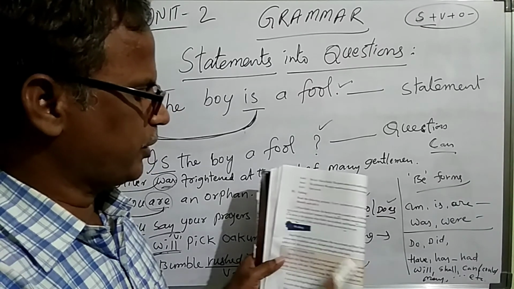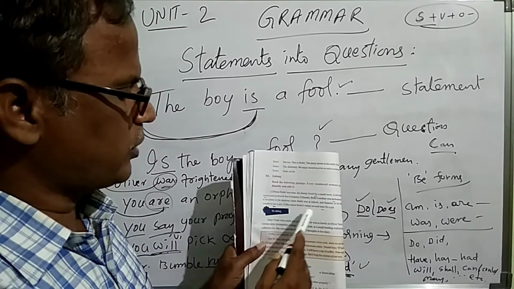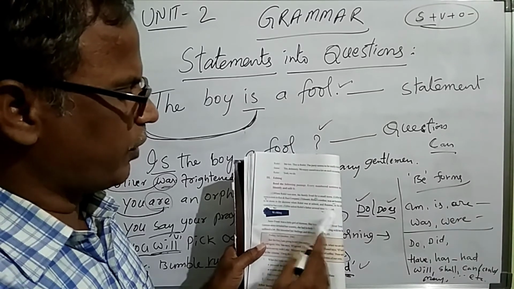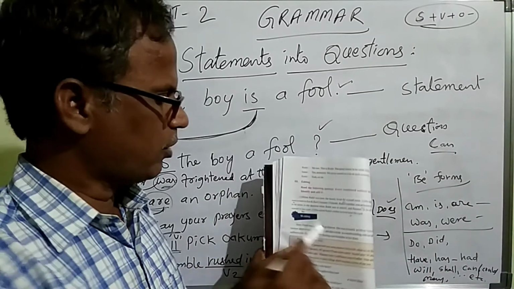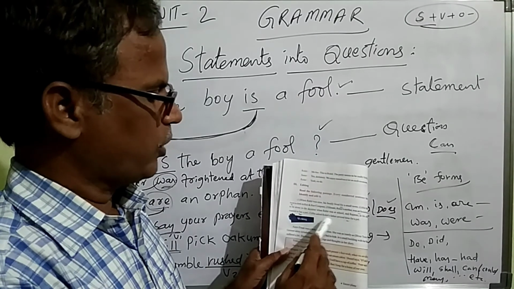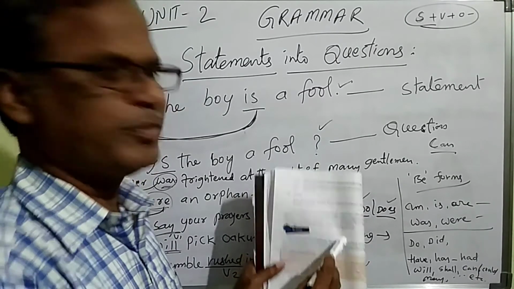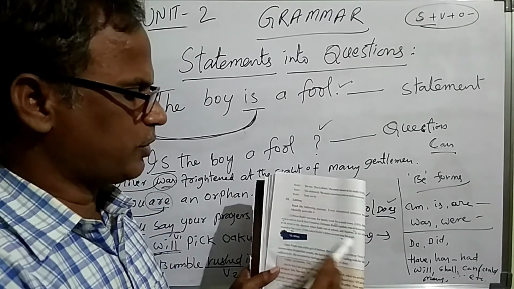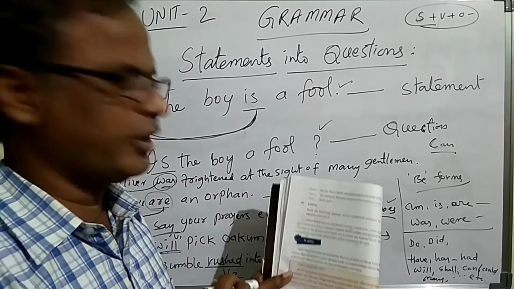Next, the fifth statement: "She asked Rohit's father several times for a pet." Here also a small mistake is given. "Rohit's father several times", not "a time", "several times for a pet". This is the editing part.